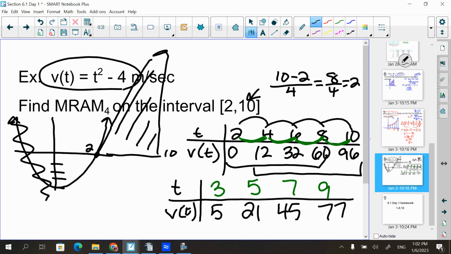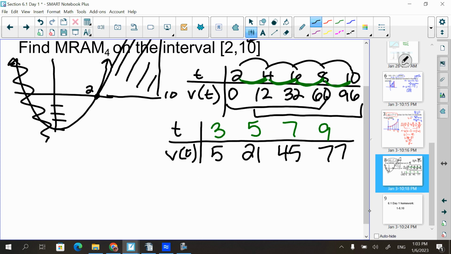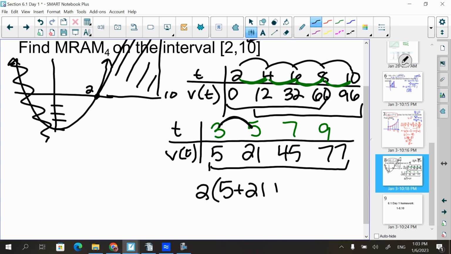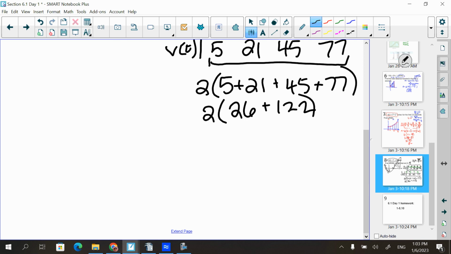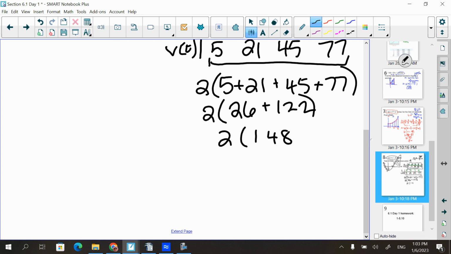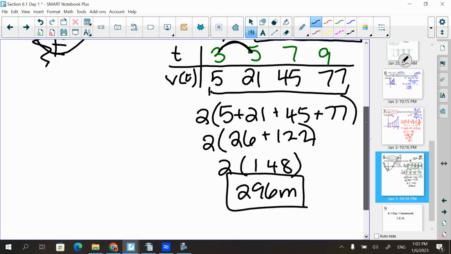77. And now from there, when it's an MRAM problem, you're going to use all 4 of these numbers. So the distance between my x's is 2, and then add each of the heights together to get the height of each rectangle that you're at. So let's see, this is 26, and 1, 1, 1, 2, 3, 4, 2 times 148, which is 296. I think that was in meters up at the beginning.